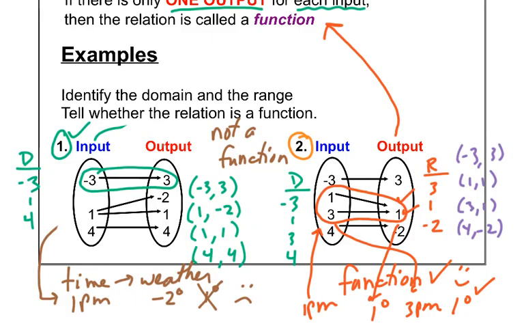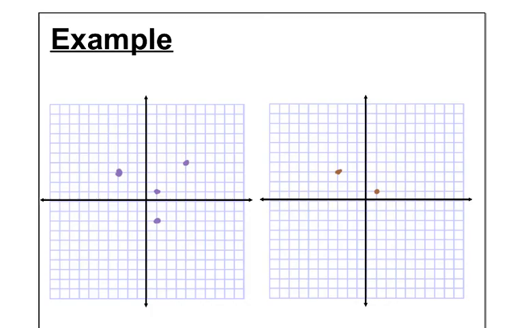And we also had 3, 1, and 4, -2. All right, friends. Now, we already figured out before that this one is not a function, but this one is.